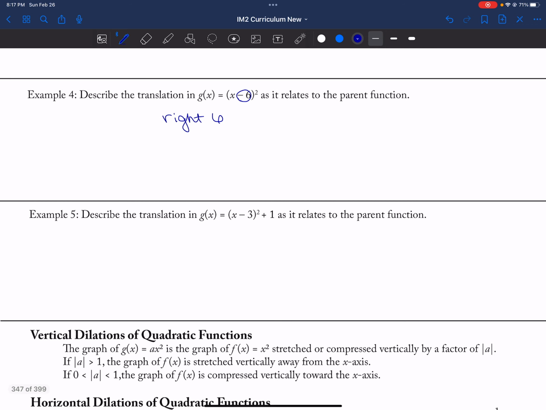And then now here I have, this tells me to the right by 3, and I have something being added to the entire function. So this is up because it's positive by 1. Okay, and that is it for this section.